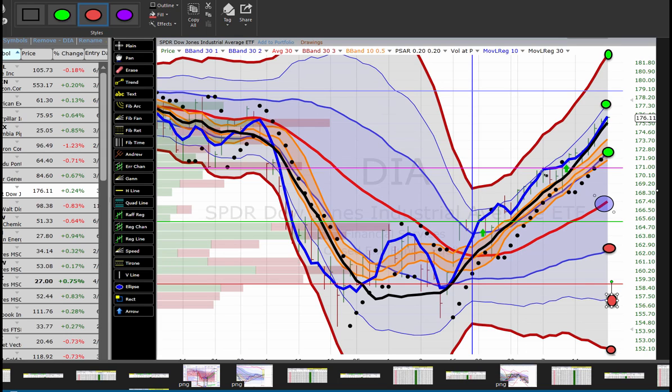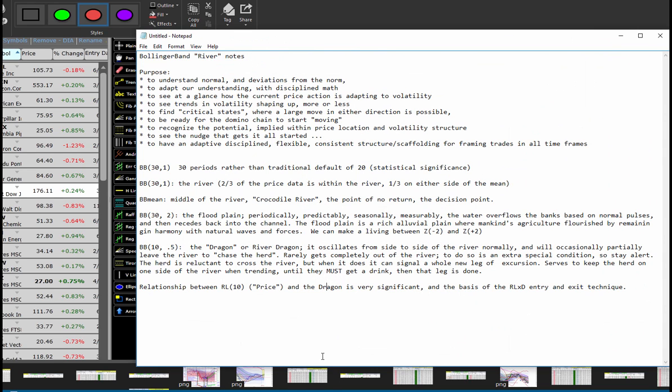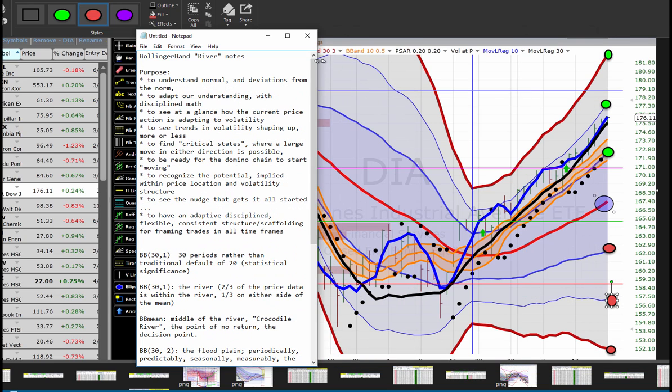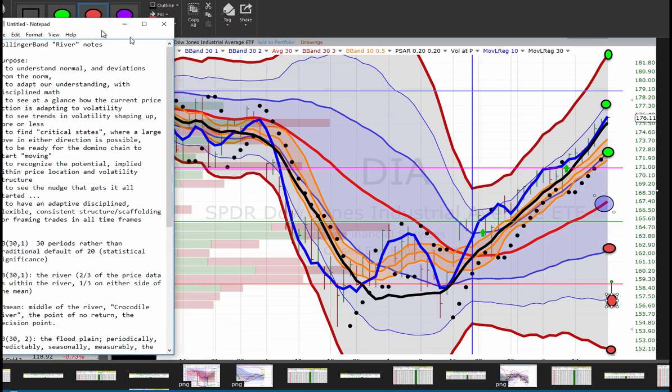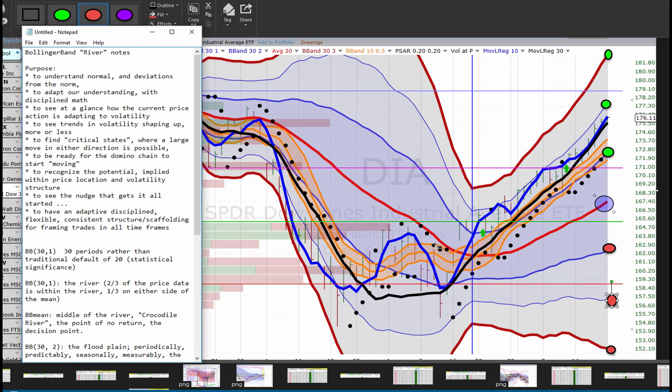So that's a quick look at the Bollinger Band River framework, and it allows us to understand normal and deviations from the norm. Normal is in the river. Deviations from the normal are outside the river and all the way out to Z plus or minus 3. We want to be able to adapt our understanding with disciplined math.